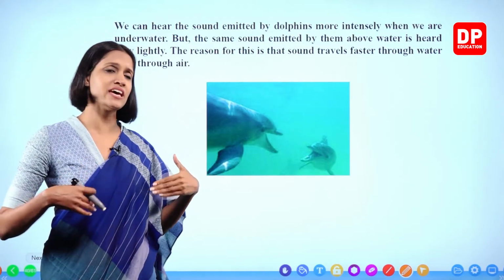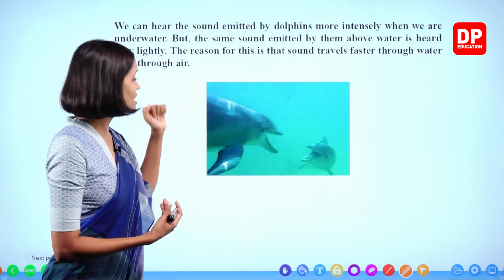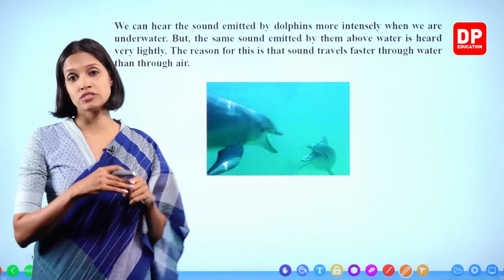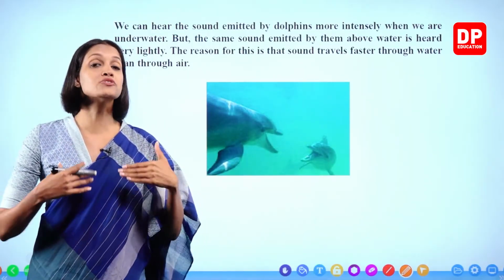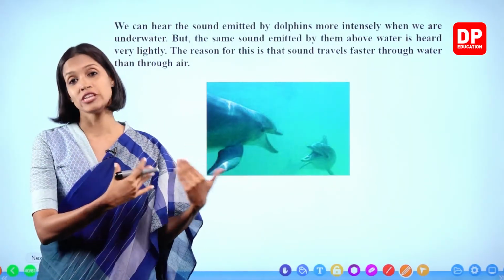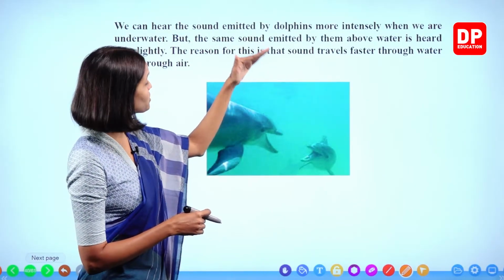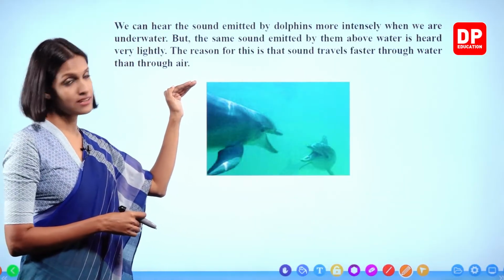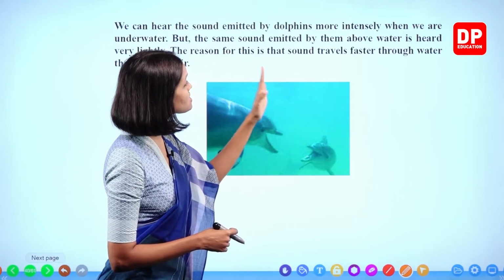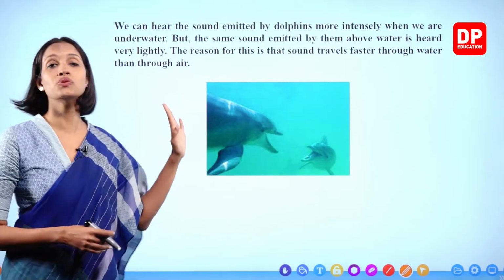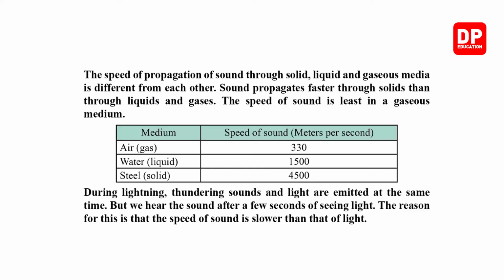So divers and researchers can hear these types of sounds clearly when they are underwater. Why? What is the reason? Earlier we learned that sound travels faster through liquids than through air, right? But the same sound emitted by them above water is heard very faintly, right? The reason for this is that sound travels faster through water than through air. Right, children? Okay. So look at this now.